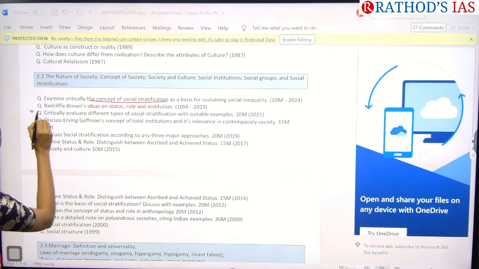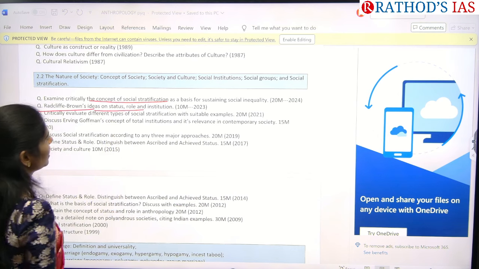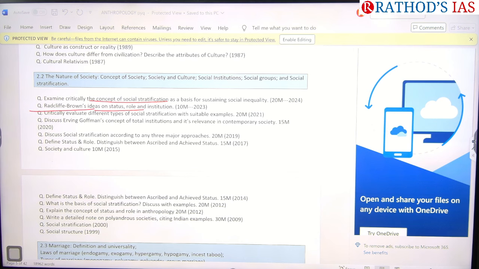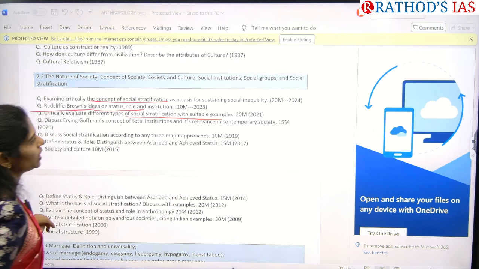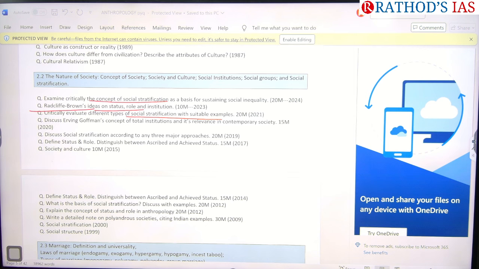And next one is R.C. Brown's ideas on status and role in society. So we will be discussing that. And next one is about different types of social stratification with examples. You can write about the Varna system, you can write about the estate system.